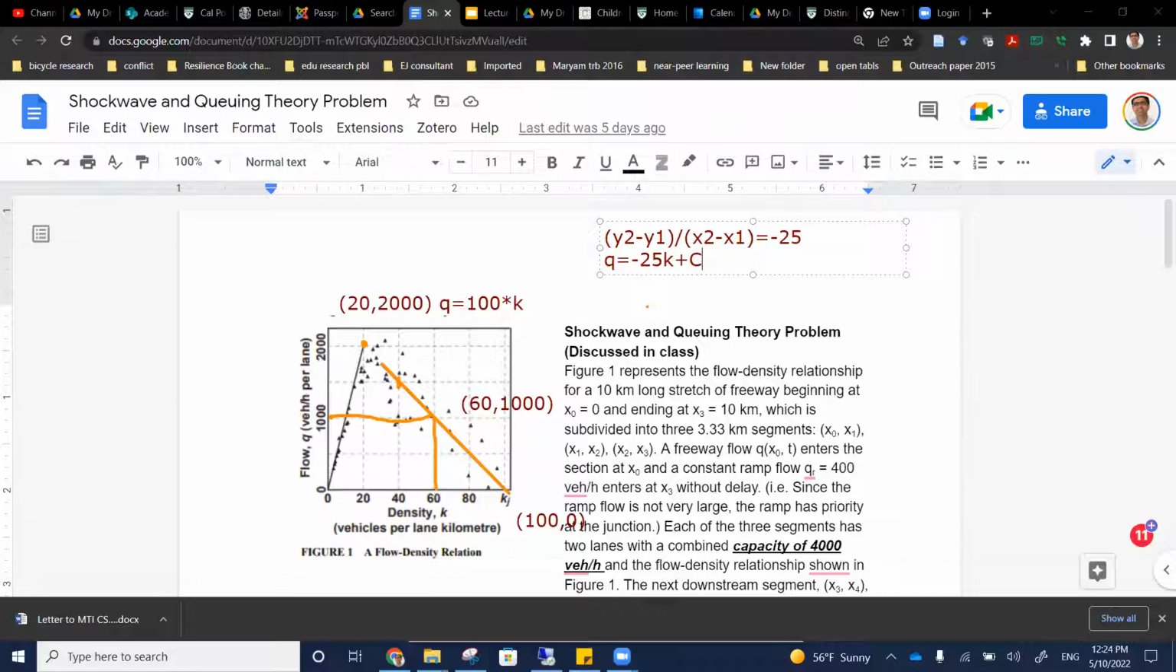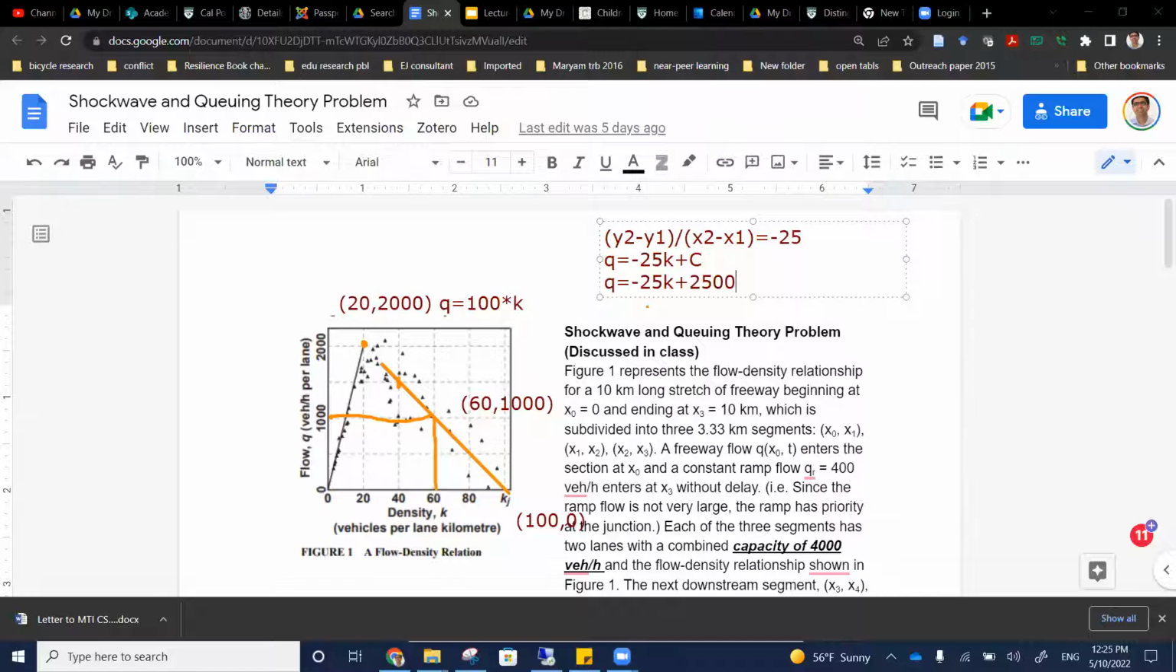Then I can plug the 100, 0 point into this, with K equal to 100 and Q equal to 0. Is the slope correct? 100 minus 60 is 40, and 1000 divided by 40 gives 25, so that's correct. So my equation will be Q equal to minus 25K plus 2500. Is that right?